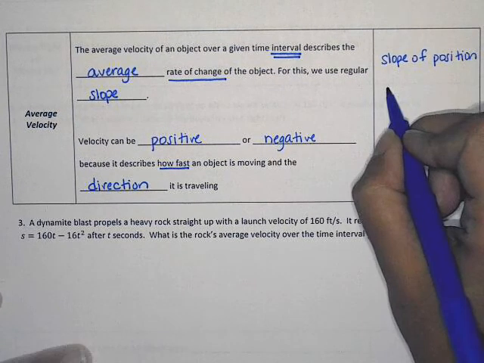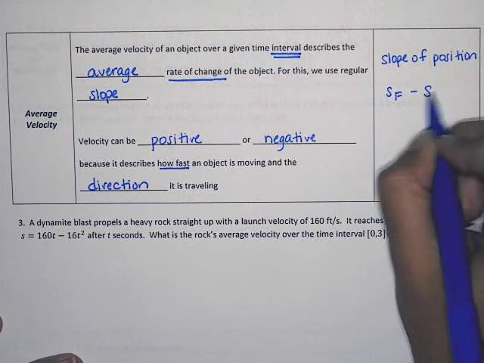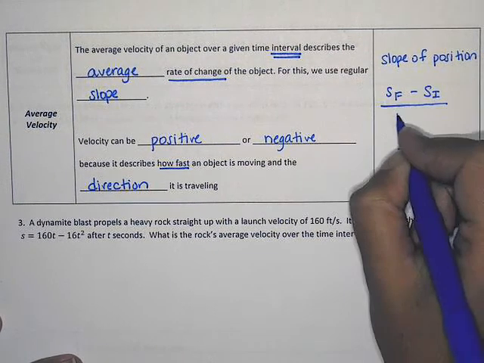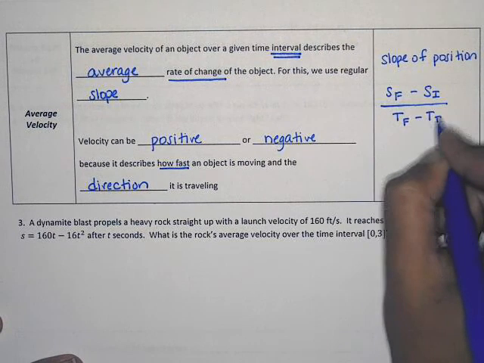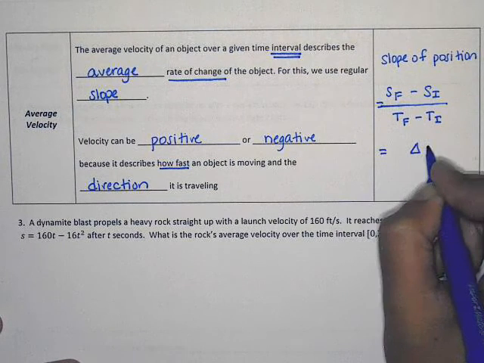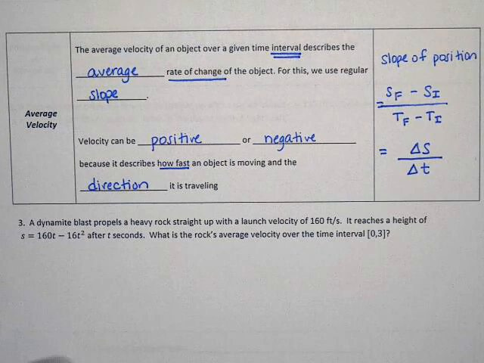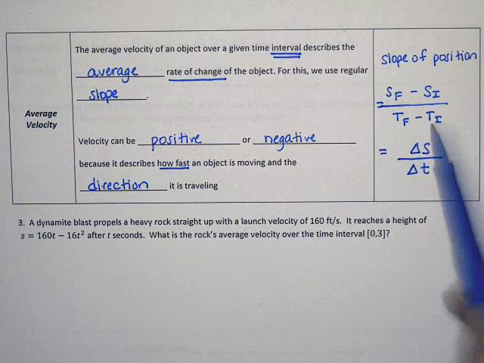So to calculate velocity, you would do your final position minus your initial position divided by your final time minus your initial time. Another way that some people think about it is delta S, the change in your position, divided by delta T, the change in your time. But either way, it's just slope. Y2 minus Y1, X2 minus X1.